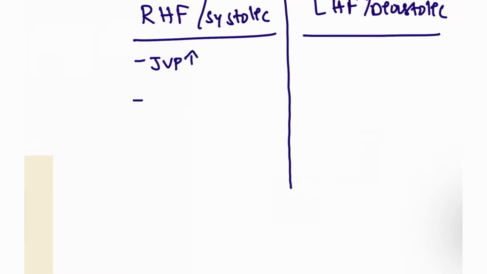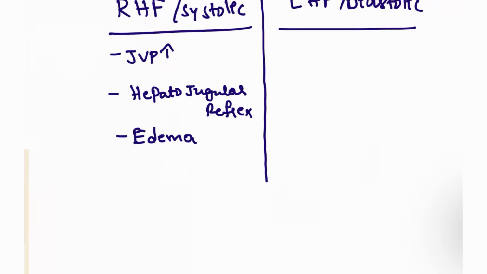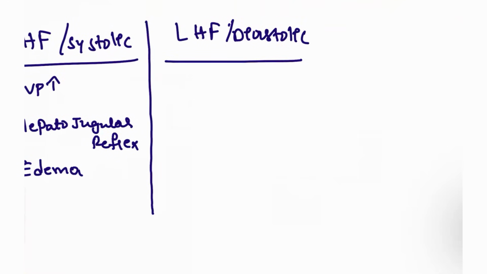The hepatojugular reflex will be increased. Hepatojugular reflex will also be raised, and there will be edema, right? In the systemic circulation, the IVC has to empty, but it cannot empty, so it will cause edema, like whole body edema will be seen. But left heart failure is most commonly associated with pulmonary edema, because the left atrium is going to pump back to your lungs, so pulmonary edema is seen.